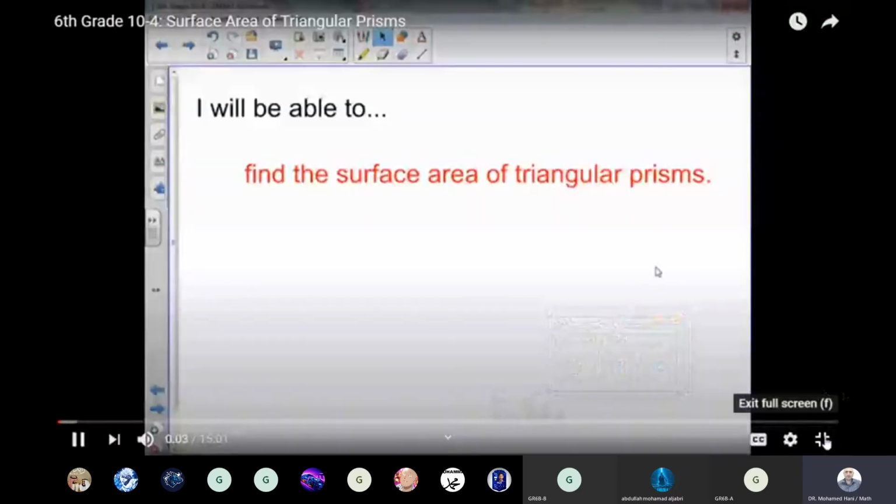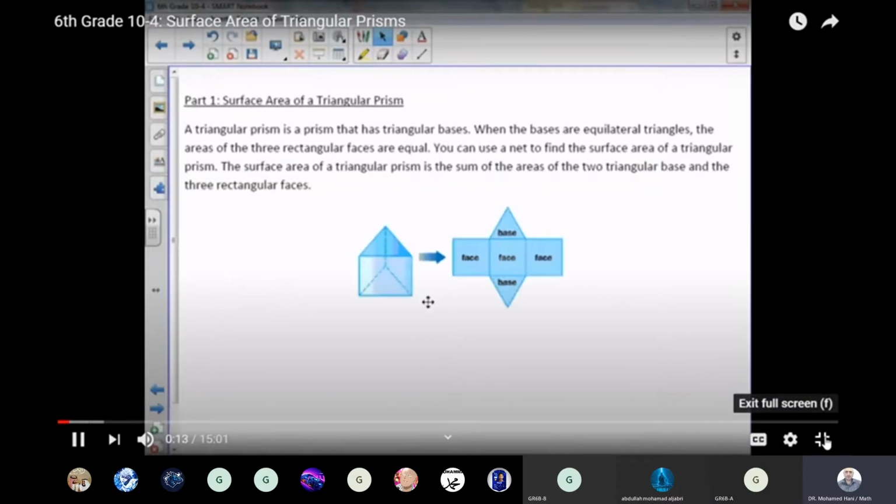Chapter 10, Lesson 4, Surface Area of Triangular Prisms. You will be able to find the surface area of triangular prisms. A triangular prism is a prism that has triangular bases. When the bases are equilateral triangles, the areas of the three rectangular faces are equal. You can use a net to find the surface area of a triangular prism.